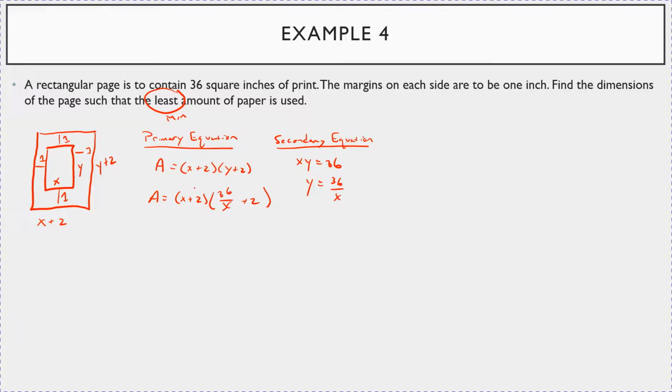So let's distribute here. x times 36 over x is just 36. x times 2, so plus 2x. 2 times this becomes plus 72 over x, plus 4. So 36 and 4 is 40, but that doesn't matter here. If I take the derivative, they both go away. So this ends up just being 2 minus 72 over x squared.